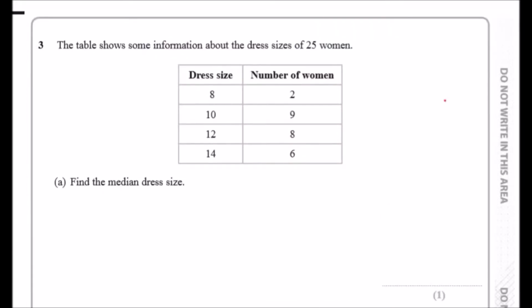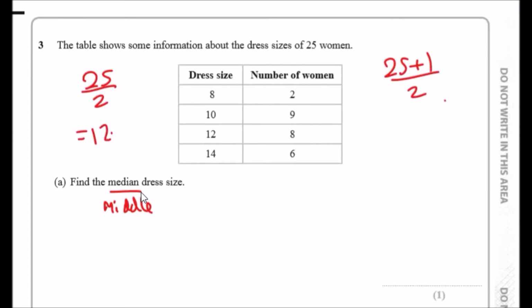Okay, number 3. So the table shows some information about the dress sizes of 25 women. Find the median dress size. Okay, buzzword. Median means the middle number. So out of the 25 women, you want to find the middle person. And to do that, we just need to half it. So in your calculator, put 25 over 2. Or you can also write 25 plus 1 over 2. Same thing. This will give you the 12.5th woman, which again, round up to the 13th.